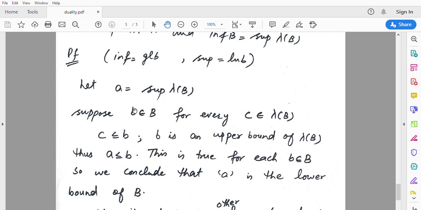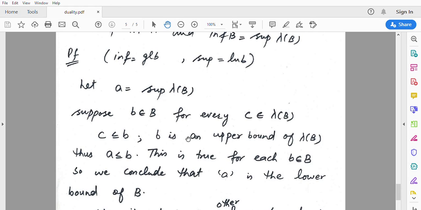And here in this case we have a single element B, so it means that C is less than or equal to B. Now we can read it as B is greater than or equal to C, which means B is greater than or equal to every element of lambda of B. So B is an upper bound of lambda of B.